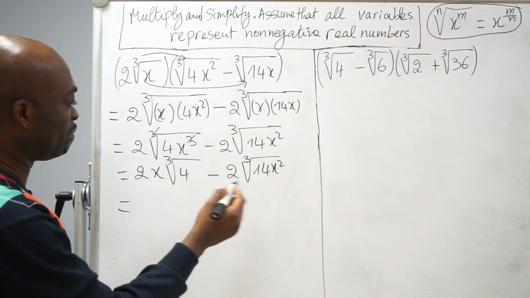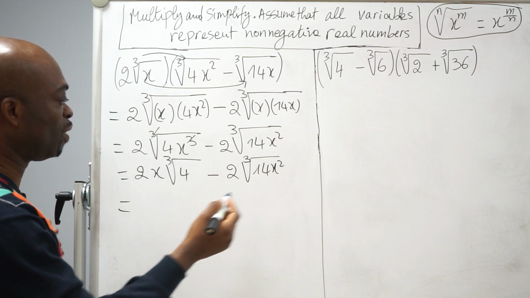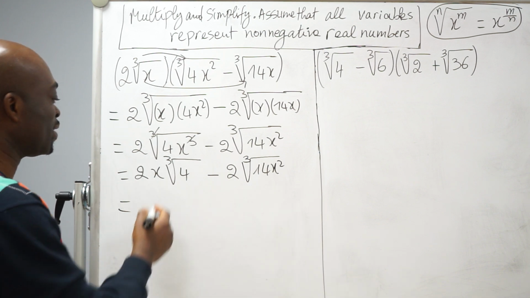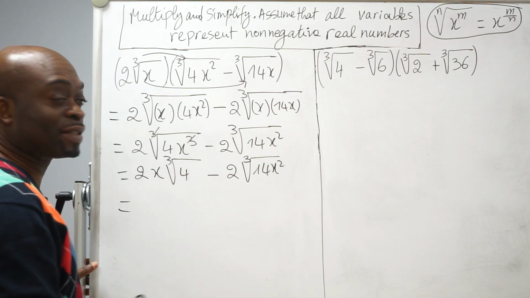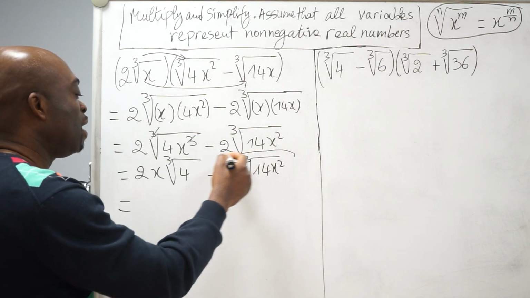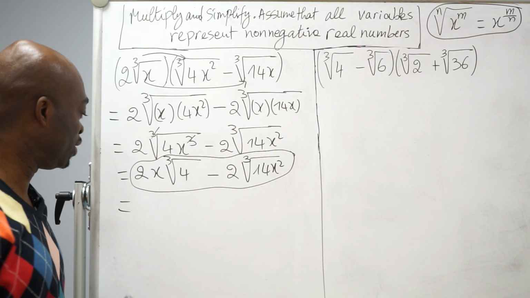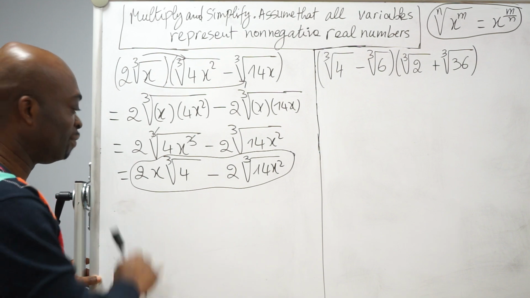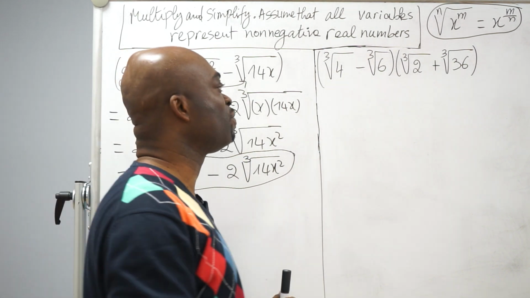So then, is there anything else that we can add, subtract, multiply, or anything else? No, because cube root of 4 stays like that, and cube root of 14x squared stays like that. There's nothing we can do outside either. So this will be our final answer for this problem. All right, so we're good. There is no equal sign. So let's go to the next question now and see what's happening.